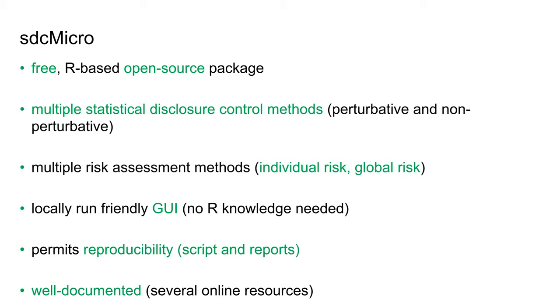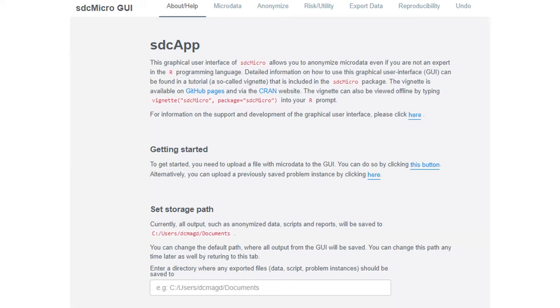The GitHub is extremely, extremely populated and people can report different problems which get fixed, I would say, within a week's time. It also allows for multiple risk assessment methods, which is extremely useful when making an informed decision because you can see what the individual risk and what the global risk of the data are.